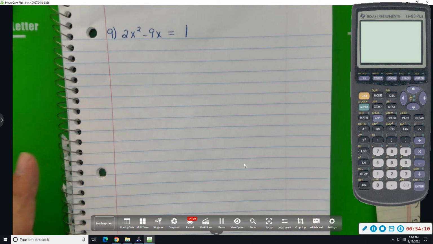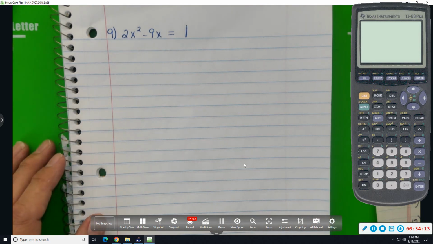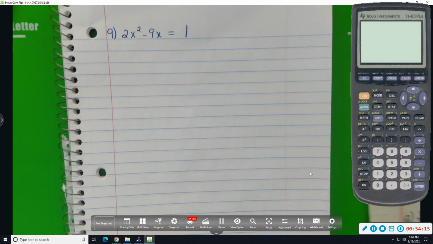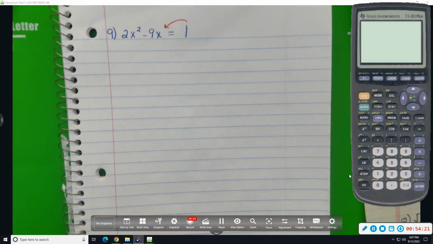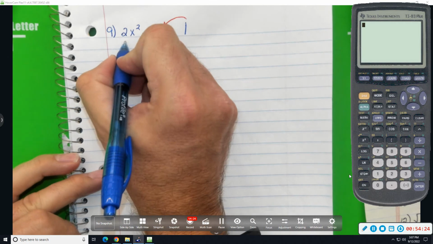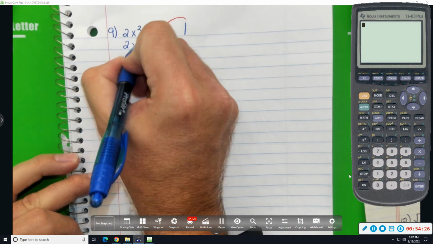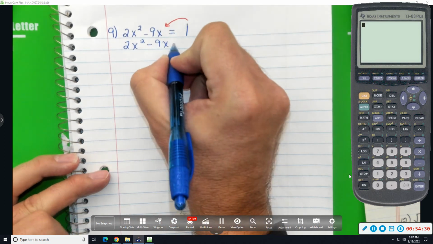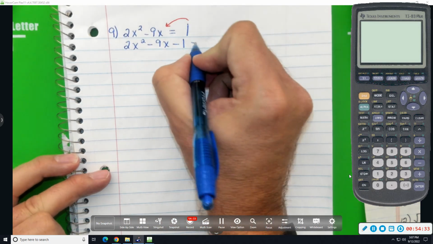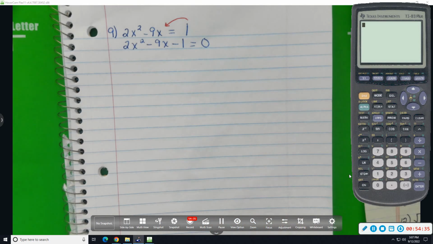Well, this isn't in the standard form that we need it in, is it? What am I going to have to do to get it in that standard form? Move that 1 over. So subtract 1. That's going to make it a negative 1. So we have 2x squared minus 9x minus 1 equals 0.